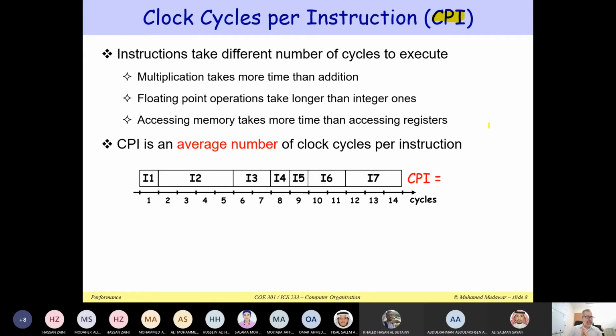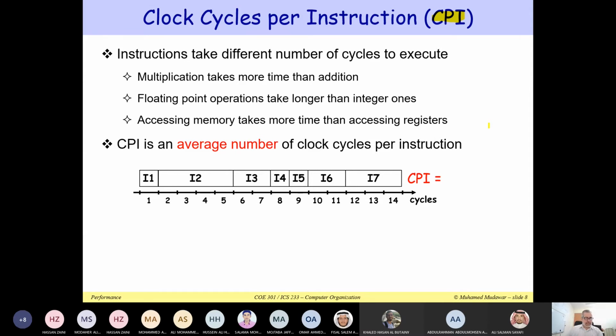So we need to define the CPI as an average number. If you have a program, and this program consists of multiple instructions, of course, the program will probably execute billions of these instructions. But we need to calculate here, and each instruction can have a different number of clock cycles. What's important for us is the average CPI.